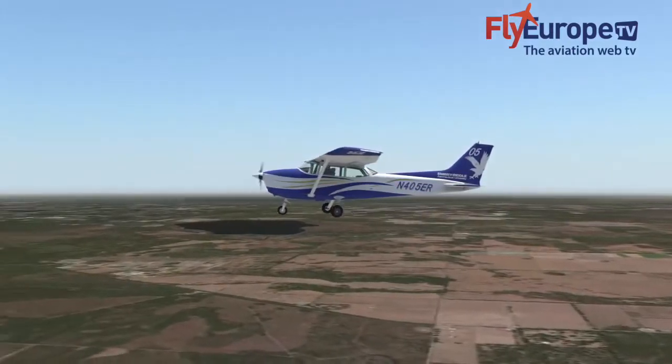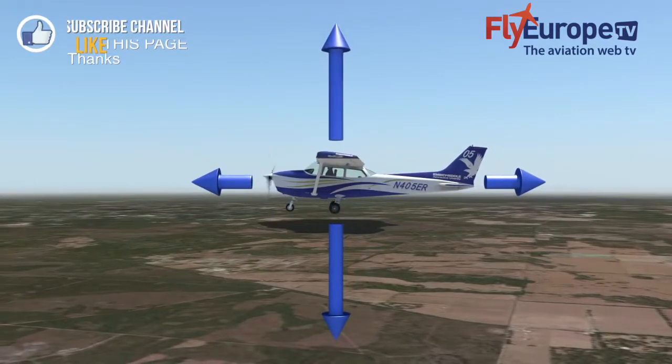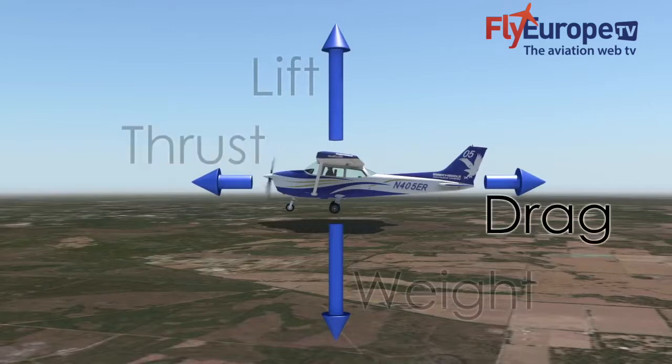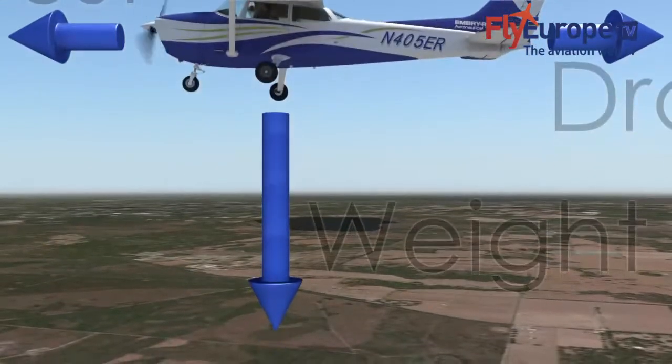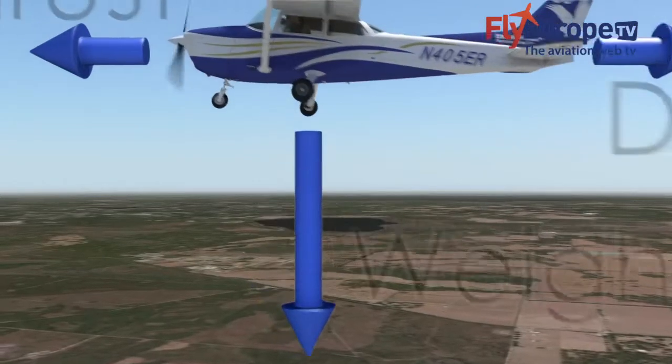While an airplane is in flight, there are four forces acting upon it. They are lift, weight, thrust, and drag. Lift is the upward force created by the wings as air flows around them and keeps the airplane in the air. Weight is the downward force toward the center of the Earth, opposite lift, which exists due to gravity.